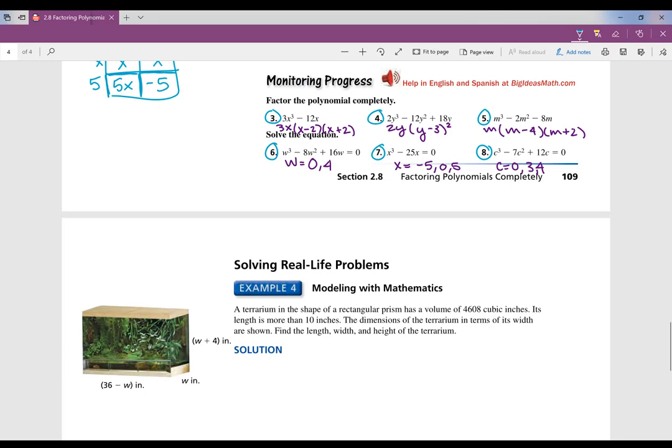All right, here are the answers for those monitoring progress questions. So double check your answers, make sure you got them correct.